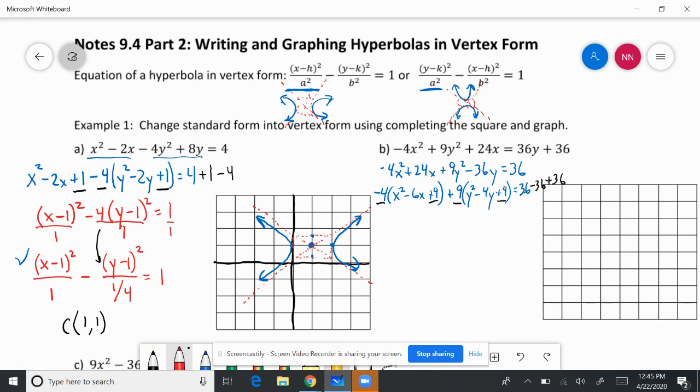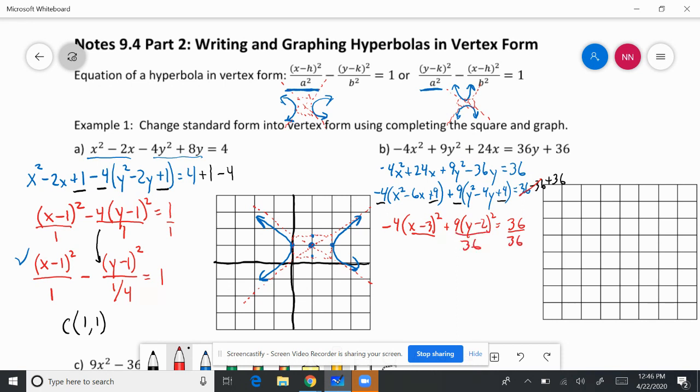So now I'm going to factor. I have negative 4 times x minus 3 squared. Then I have 9 times y minus 2 squared. And that's equal to 36. So I'm going to divide everything by 36.